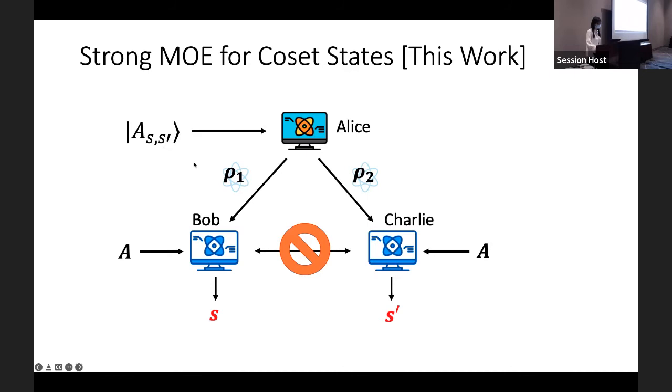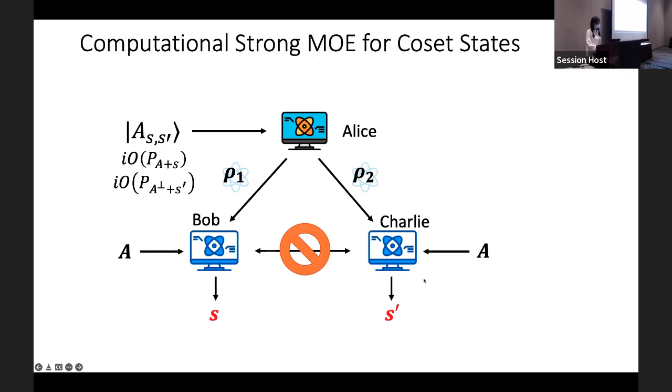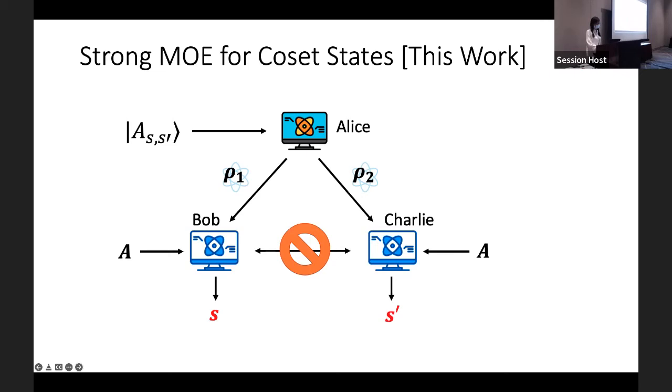Alice prepares two registers, two quantum states, rho one and rho two, and gives them to Bob and Charlie, respectively. And then in the second stage, where Bob and Charlie cannot communicate, the challenger gives the description of subspace A explicitly to Bob and Charlie. No obfuscation, just the basis description. And they need to output S and S prime respectively. So Bob has to output S, Charlie has to output S prime.